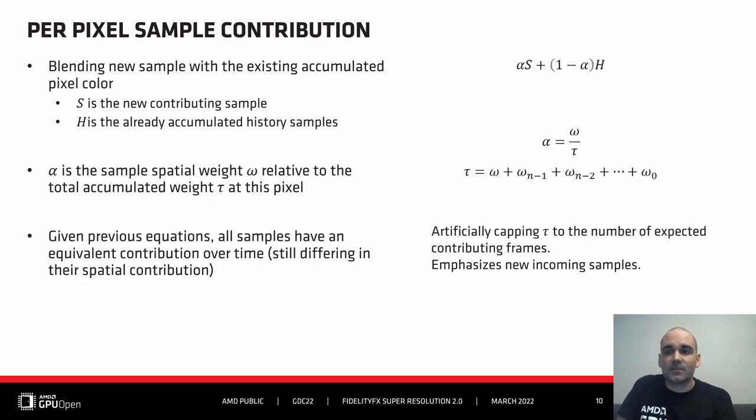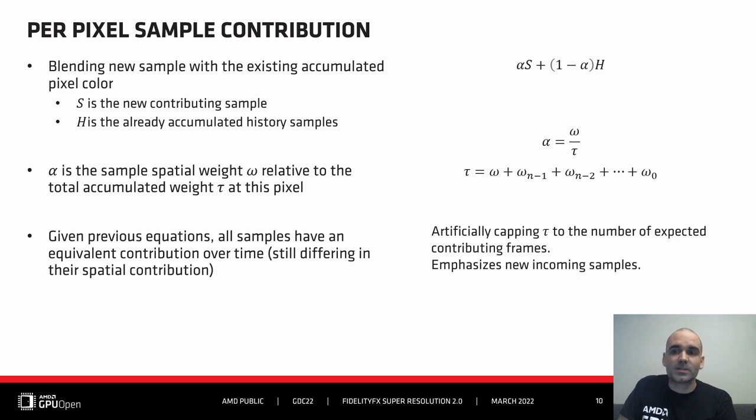For each pixel, those samples S are merged using a simple linear interpolation with the existing accumulated color, the history H. The interpolation is done using the weight of the incoming sample and the total accumulated weight of the target pixel. That's the alpha factor. In this model, no matter its actual weight omega 0, the first sample S is fully contributing to the pixel. And when new samples are coming in, the relative weights of previous samples are adjusted so their normalized contribution gets to a total weight of 1.